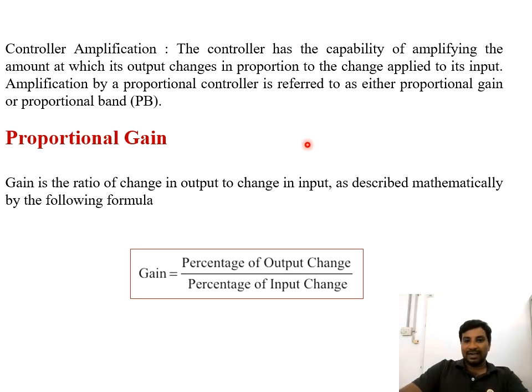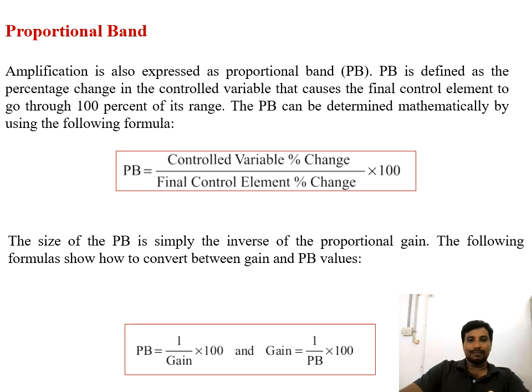Controller amplification is the capability of amplifying the amount by which its output changes in proportion to the change applied to its input. Amplification by the proportional controller is referred to as either proportional gain or proportional band. The proportional gain is the change in output to the change in input, and it is mathematically described by the formula: gain is equal to percentage of output change divided by percentage of input change.